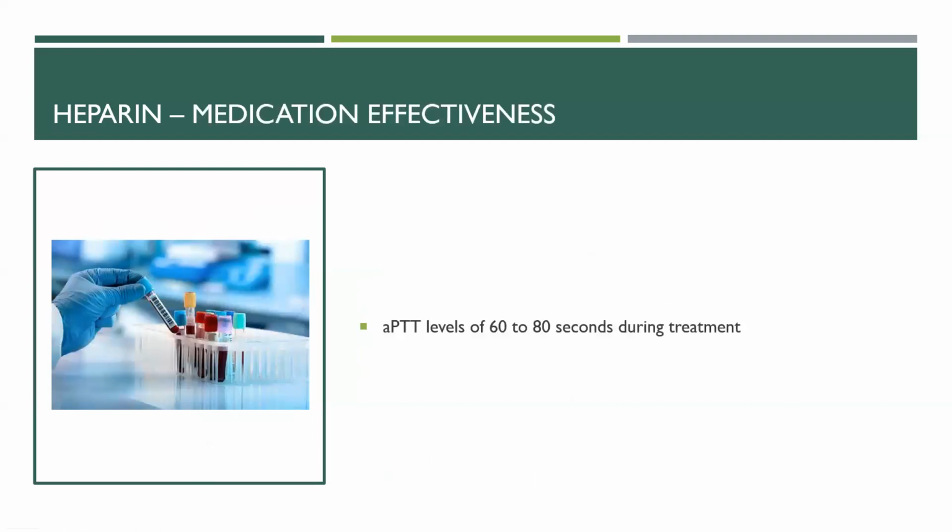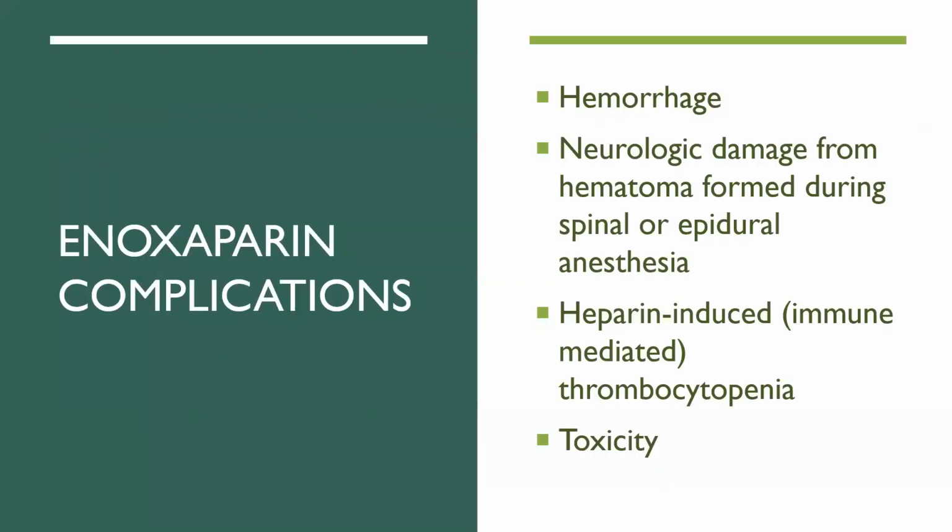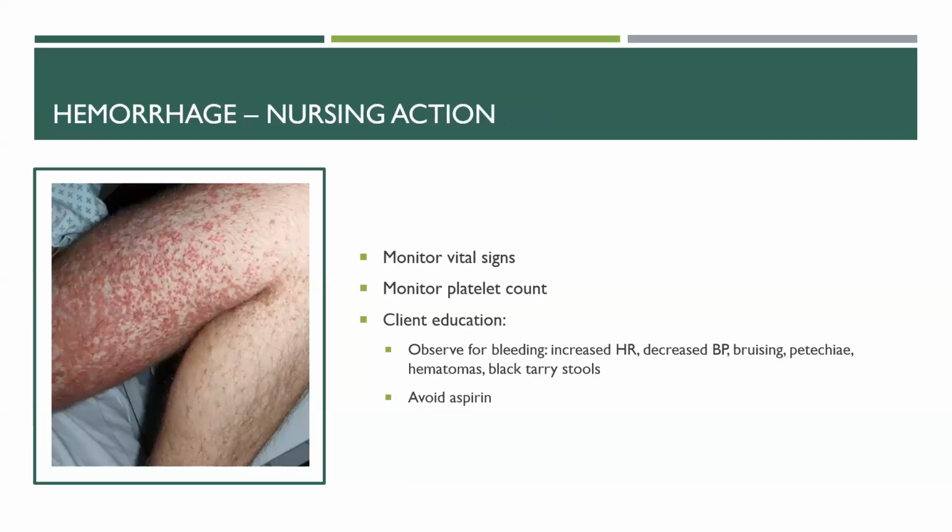Medication effectiveness. Once again, this is what we check when we're doing our heparin protocols. You want an aPTT level of 60 to 80 seconds during treatment. The next one we're going to be talking about is enoxaparin, a low molecular weight heparin. Some of the complications that can be caused by enoxaparin are hemorrhage, neurological damage from hematoma formed during a spinal or epidural anesthetic, heparin-induced thrombocytopenia, and toxicity.